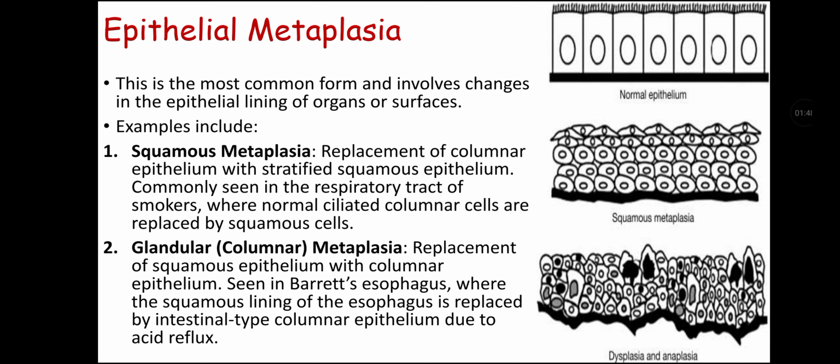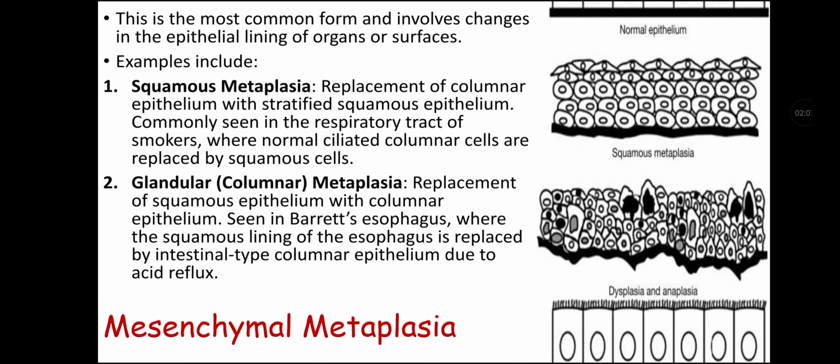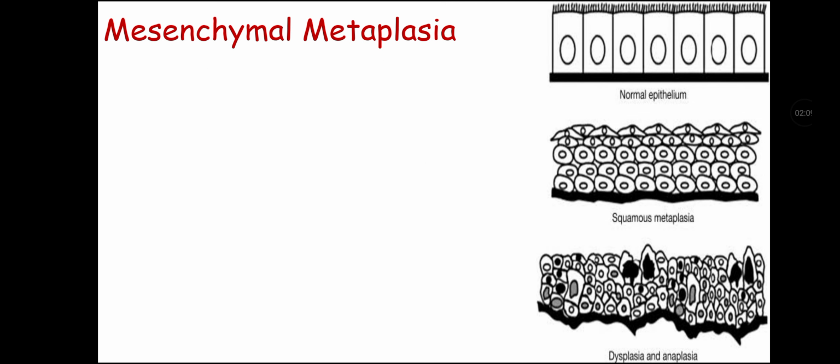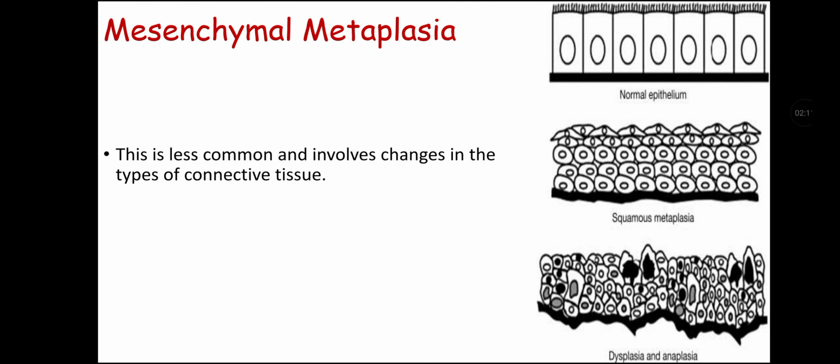And the other type of epithelial metaplasia is glandular metaplasia, also known as columnar metaplasia. It is replacement of squamous epithelium with columnar epithelium. It is seen in Barrett's esophagus, where the squamous lining of the esophagus is replaced by intestinal type columnar epithelium due to acid reflux. Next type of metaplasia is mesenchymal metaplasia.